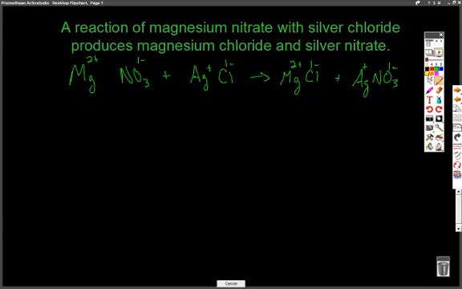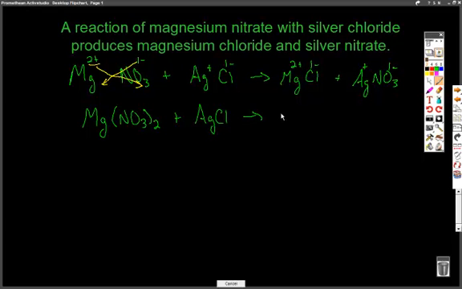Alright, so now that we have all the charges, we want to write proper formulas here. So remember, in writing proper formulas, what we can do is we can take the values that don't add up to 0 and we can bring them down to their respective elements. So let's write the formulas here. So this first formula is going to be Mg, and we want 2 nitrates, so it's NO3 in parentheses 2. That's going to react with silver chloride. It's a 1-to-1 ratio, so that's just AgCl.